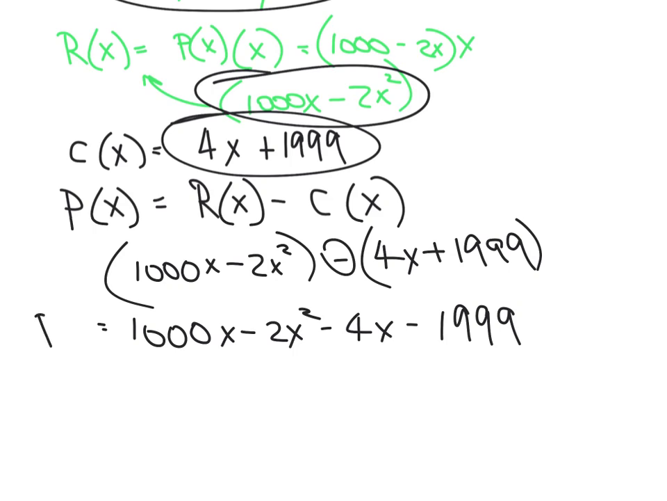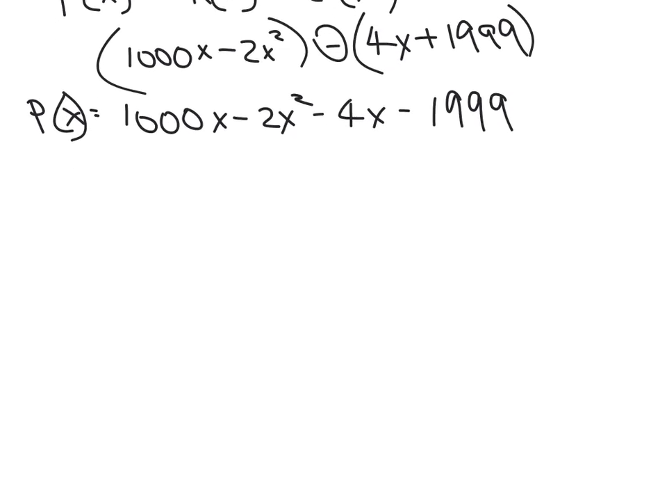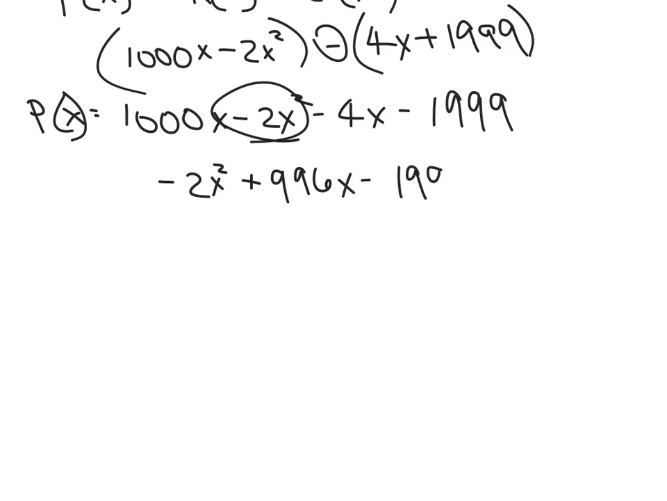Okay, and that's my profit. So you're going to go ahead and do the work, and when you simplify, you're not coming up with an answer, you're just coming up with a simplification. So I couldn't combine anything there. I could combine the 1000x with the 4x, and can't do anything with the 1999. Okay, so this is my A, this is my B, and this is my C. And you'll understand why I did that in just a minute.